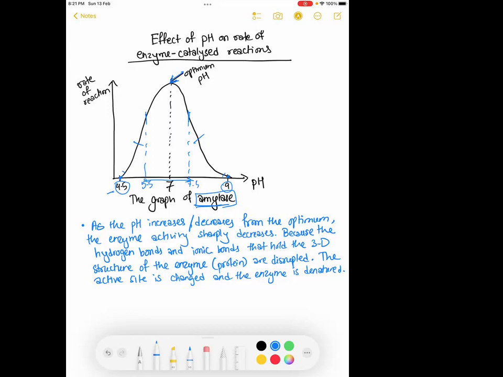I copied it. All right. Now, one thing to note is that the optimum pH will differ for every type of enzyme. I'll give you some examples.